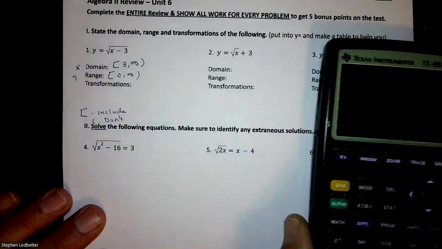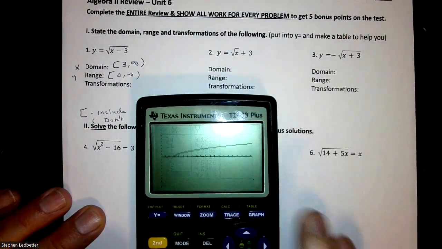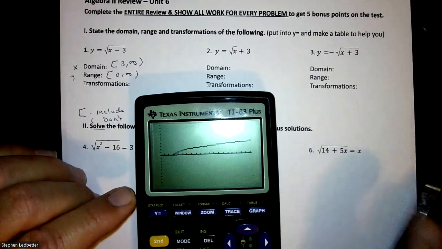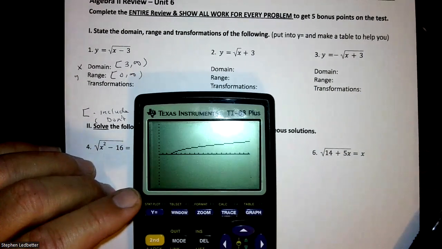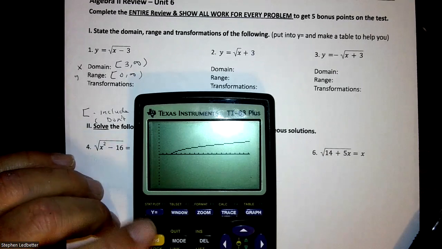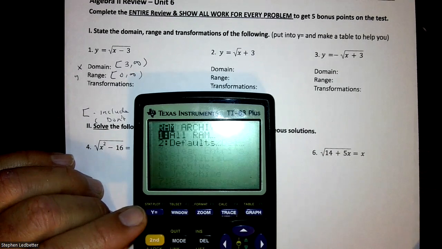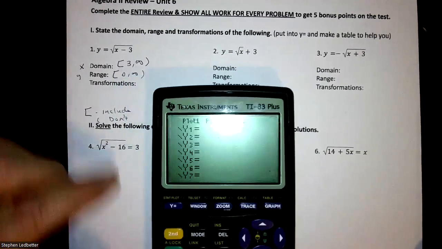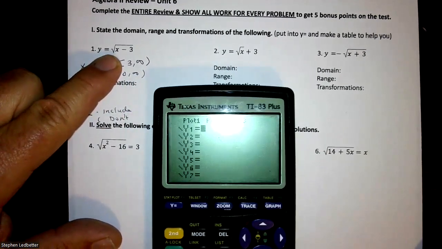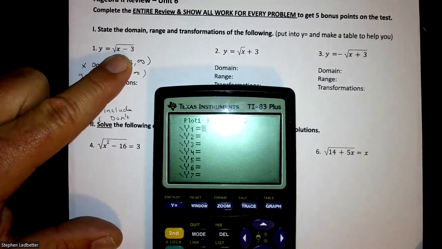Now, how does this transform? Well, they want you to compare it to the transformation of a regular one. Let me get my window back. I'm going to put the parent function in, and then I'm going to put this one in.